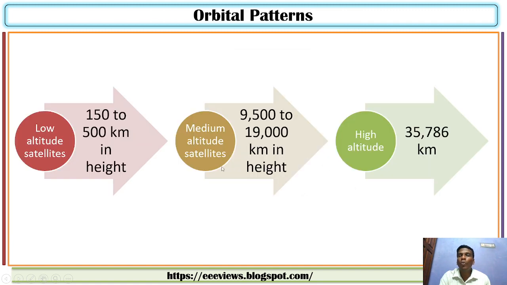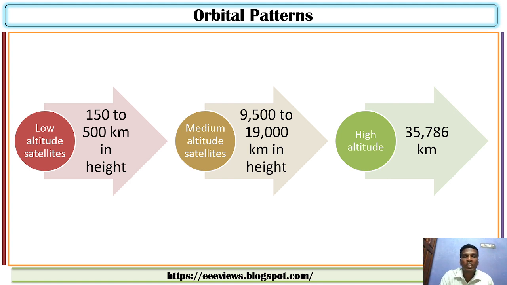How are we placing the satellite? Based upon the orbital patterns we place the satellite. It is classified based upon the height into low altitude, medium altitude and high altitude. If it is 150 to 500 kilometers in height, it is low altitude. If it is 9,500 to 19,000 kilometers, it is medium. If it is 35,786 kilometers, it is high altitude.